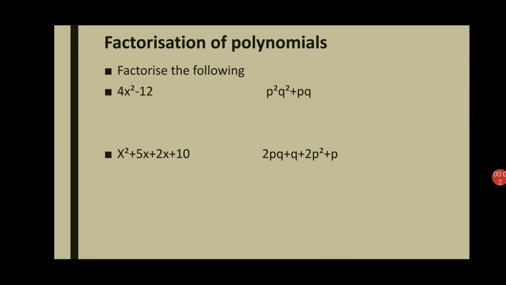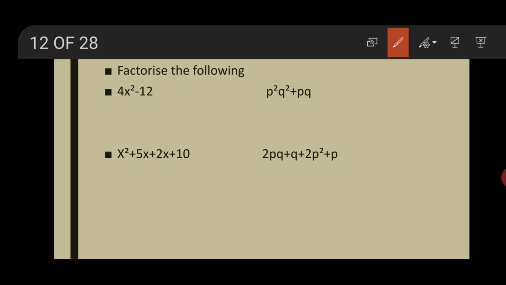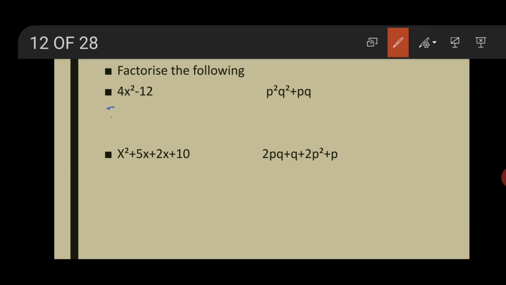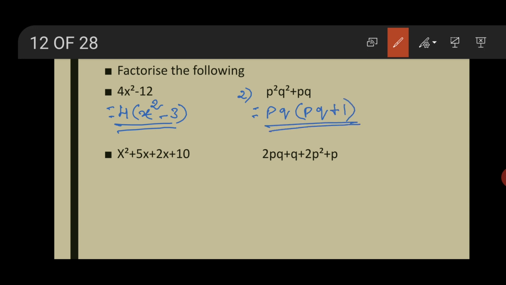Now factorize the following. 4x square minus 12. We can factorize by taking common factor outside. Here 4 is the common factor, take outside. What is remaining? X square minus 3, because 4 threes are 12. So we can factorize in this way. Second problem, p square q square plus pq. Take common factor. Pq is the common term here, take outside. Pq plus 1 is remaining inside the bracket.